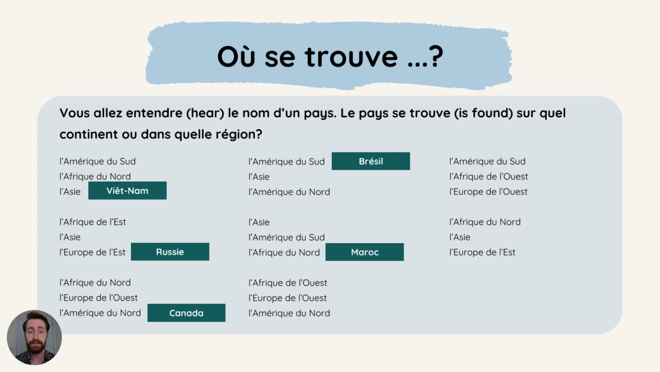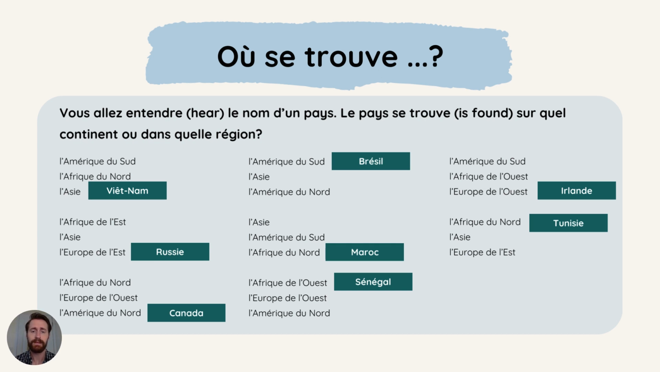Numéro 5, le Maroc est en Afrique du Nord. Numéro 6, le Sénégal est en Afrique de l'Ouest. Numéro 7, l'Irlande est en Europe de l'Ouest. Et la Tunisie est en Afrique du Nord.